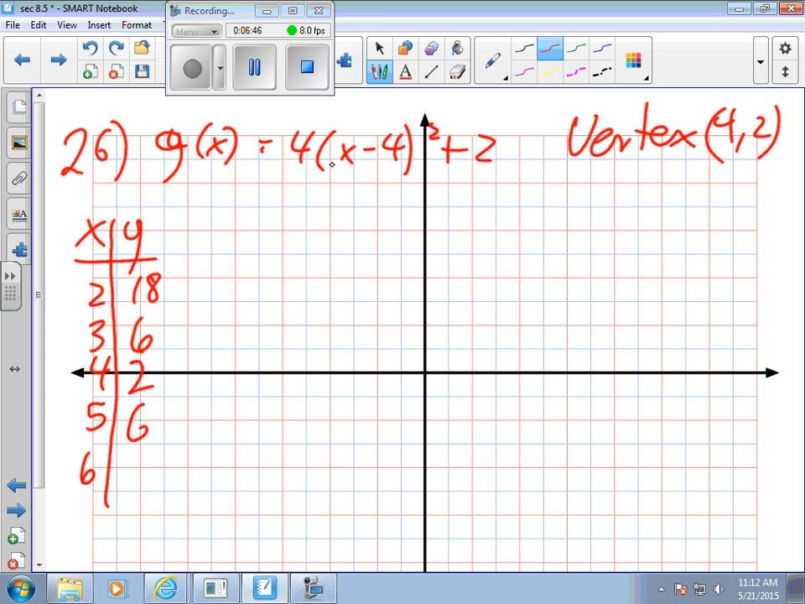And if I put in 6, 6 minus 4 is 2. 2 squared is 4. 4 times 4 is 16. 16 plus 2 is 18. All right, I think we have it. So (4, 2) is there.